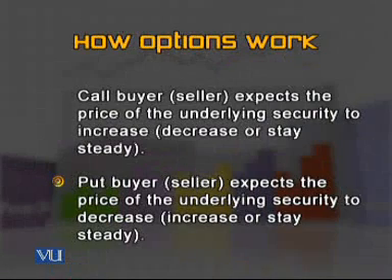A put buyer or a put seller would then expect the price of the underlying asset to decrease or increase or stay steady. The put buyer would be looking at a price decrease. A put seller would maybe be looking at price stability or a price increase.